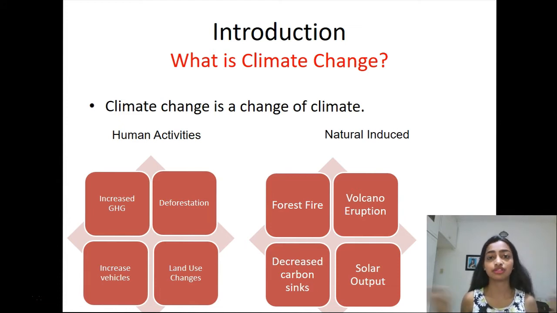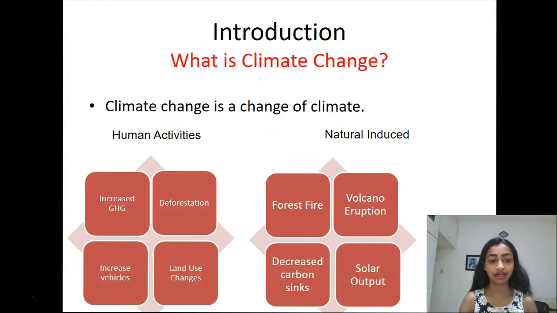I mean, of course, you can expand on this definition. There are many different ways one can define climate change. For example, you can say that climate change is a change in global or regional climate attributed largely to the increased levels of atmospheric carbon dioxide produced by fossil fuels.